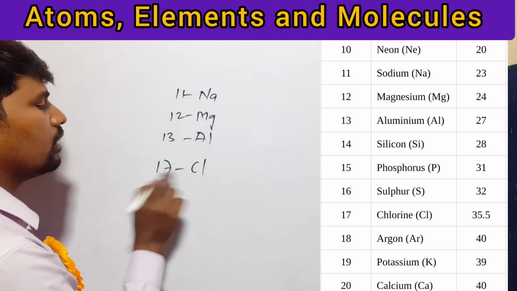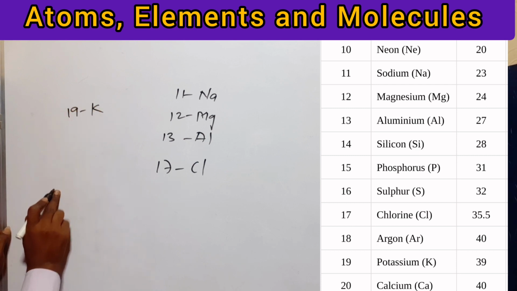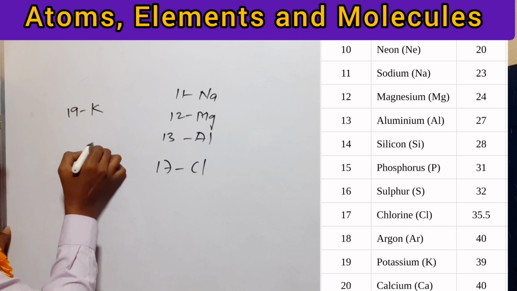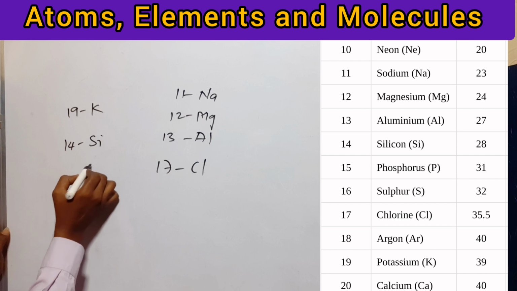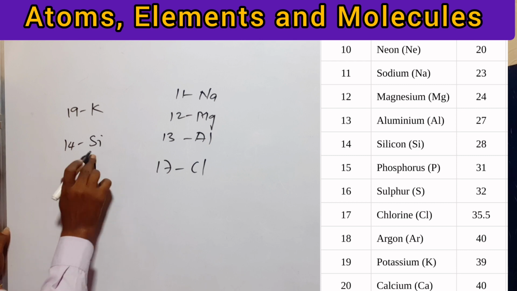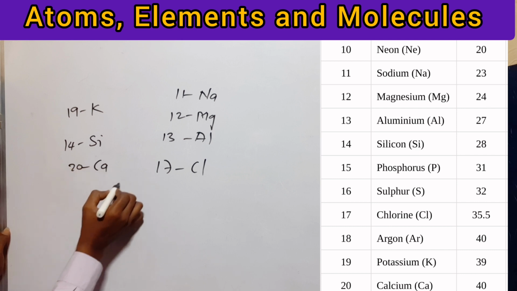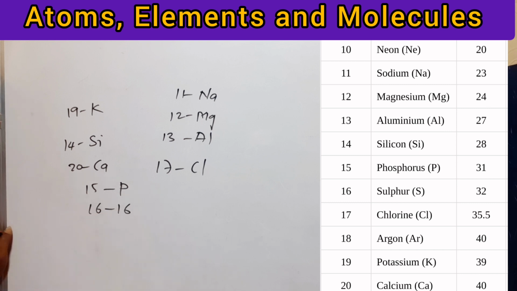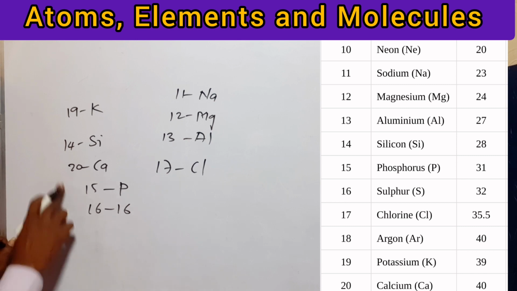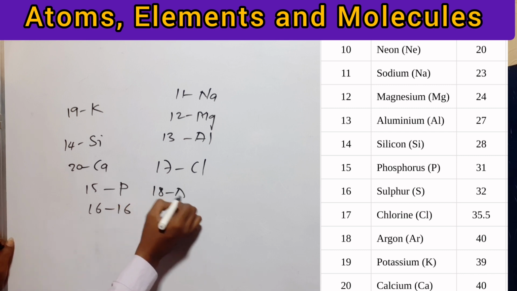means 17, before argon, potassium means 19, after argon. Next silicon means 14, atomic number silicon 14. Next potassium finished, calcium 20 element. Then the leftover is phosphorus 15 and sulfur 16. Okay, finished. One is left over: 15, 16, 17, 18, 18 is argon.